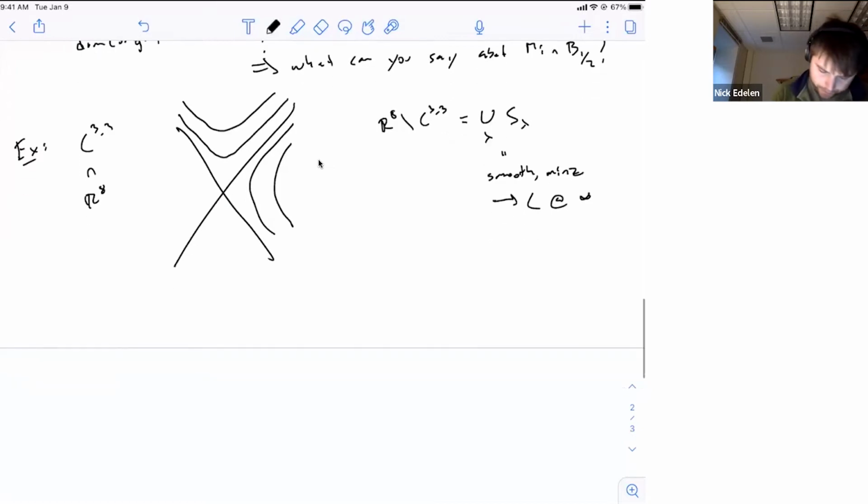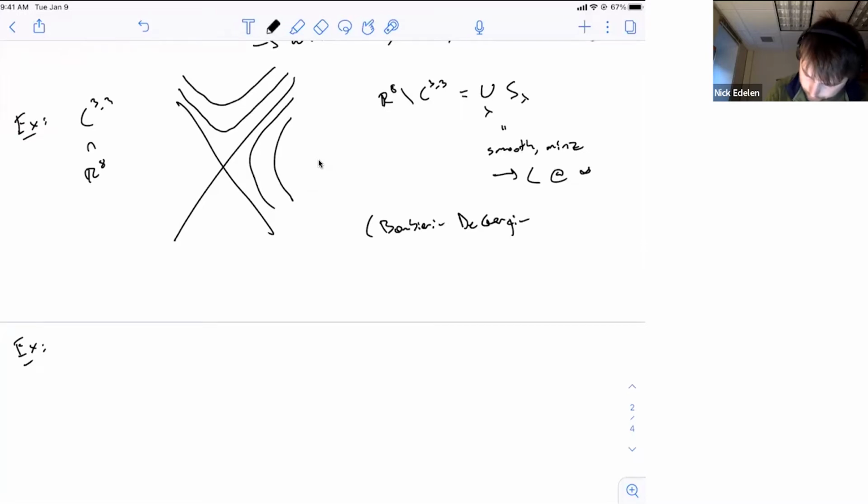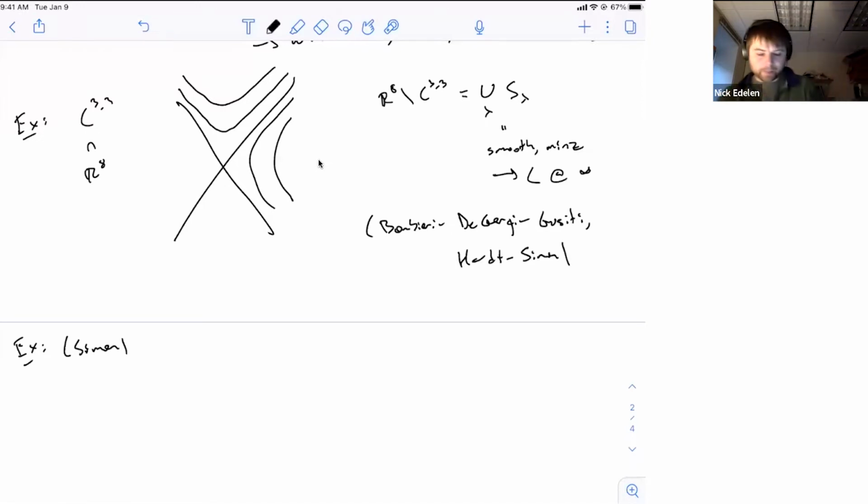So let me also mention, this example was hugely elaborated on recently. So I'll write this down. This was done by Bombieri, De Giorgi, and Giusti, and also Hardt-Simon for any minimizing hypercone. And then Leon Simon just recently has this amazing result.